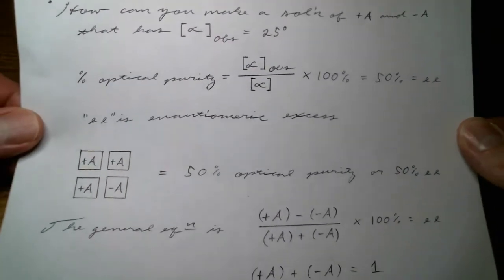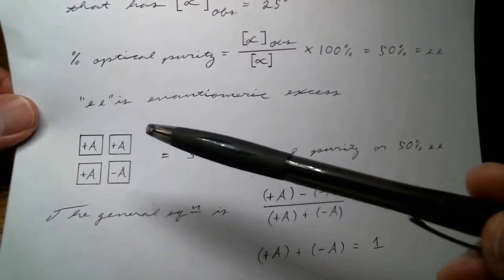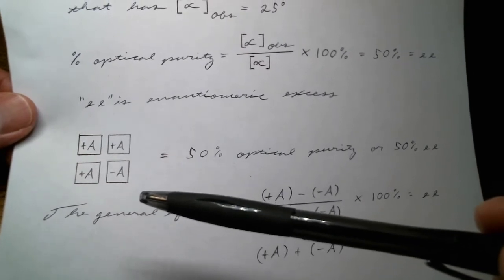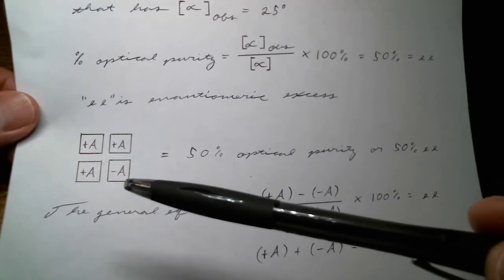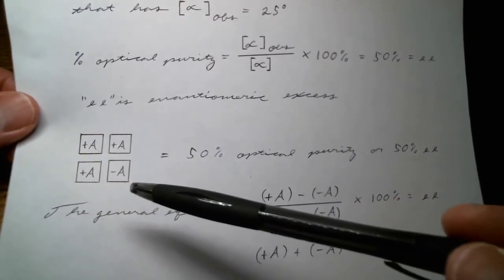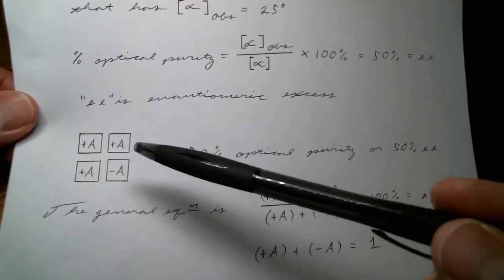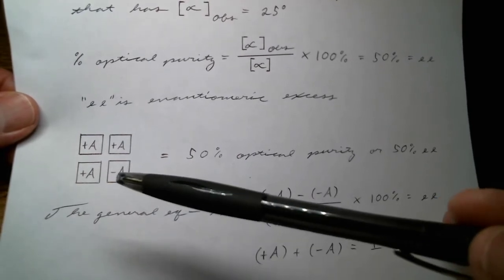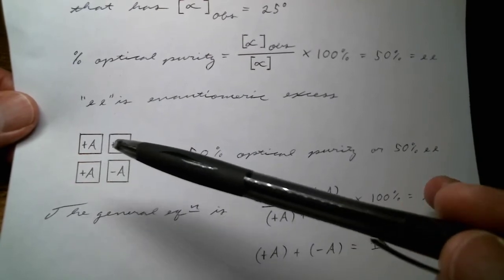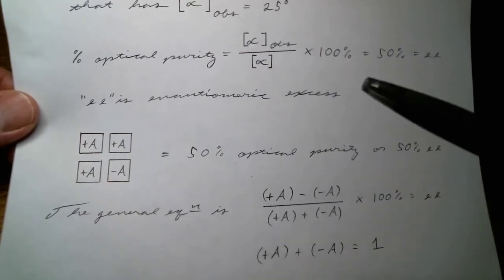And so how would we make that? Well, graphically, here we go. Say you have a solution and you divide it into 4 parts. To get a 50% optical purity or 50% enantiomeric excess, you actually have to have 3 parts plus A and 1 part minus A if you want that 50% enantiomeric excess to be in plus A. Because the 1 part minus A cancels 1 part of the plus A, and then in terms of the whole solution, you're left with a 50% enantiomeric excess.